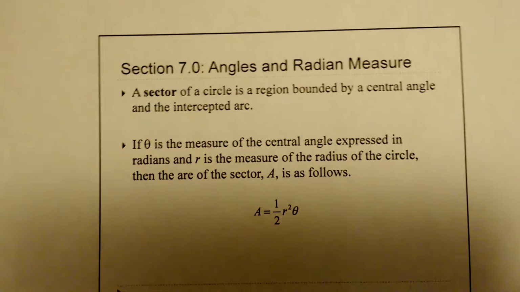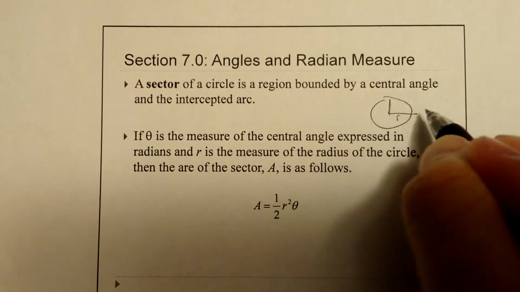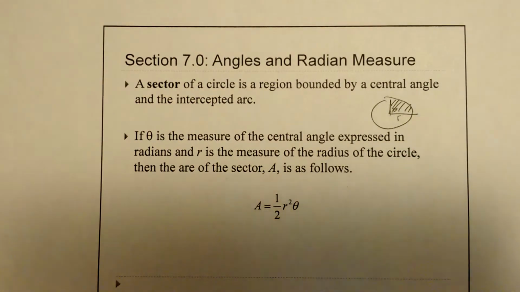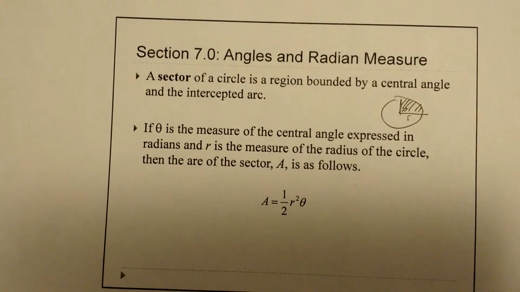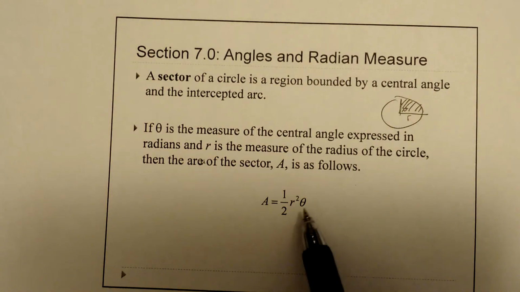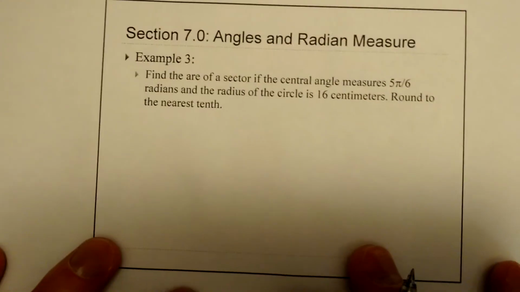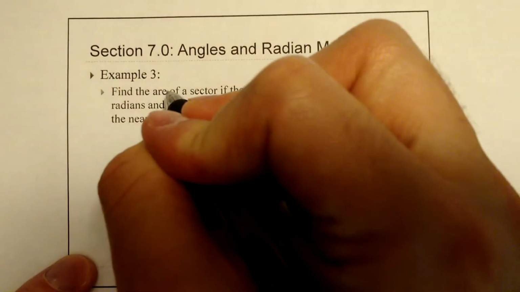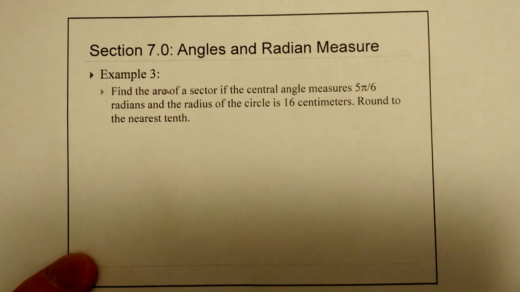All right. A sector is the area that's bounded. So if you have your circle, R's, there's theta, this area, that's the sector, the shaded part there. So once again, if theta is the measure of the central angle in radians, and R is the measure of the radius, then the area of the sector A is as follows: 1/2 R squared theta. So here's our example. Find the area of a sector if the central angle measures 5 pi over 6 radians and the radius of the circle is 16 centimeters, round to the nearest tenth.